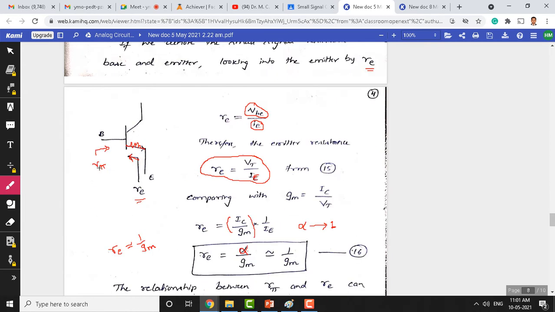R pi is measured by looking into the base, whereas RE is measured by looking into the emitter terminal of a transistor. This arrow mark shows in which direction the designer must look to calculate the resistance RE. You don't see much difference in the values of RE and R pi. We have even established a relationship between R pi and RE.